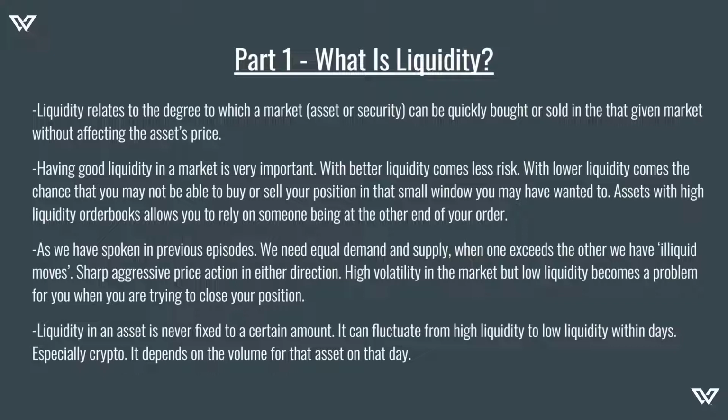Say you have highly volatile moves in price action. You're trying to sell your position with price dumping, so your long is dumping, you have highly volatile movements, and that asset you are currently trading has low liquidity. You will struggle to get filled on your position. You're going to get slippage. So assets with high liquidity order books allow you to rely on someone being at the other end of your order.